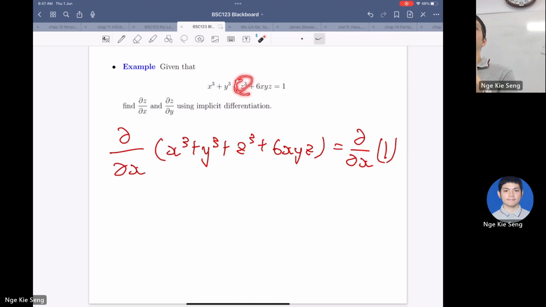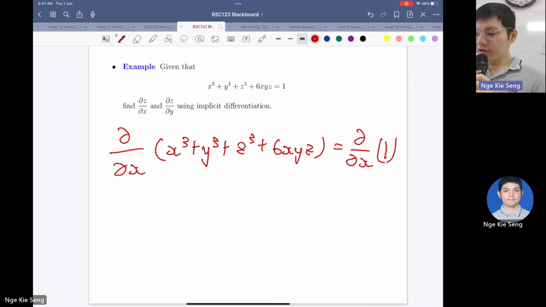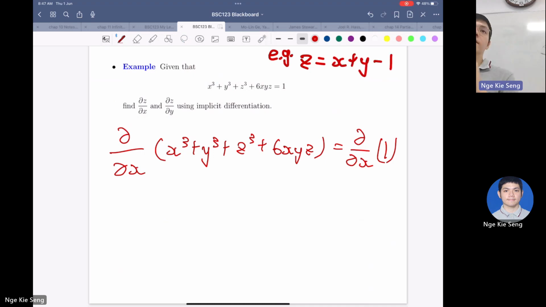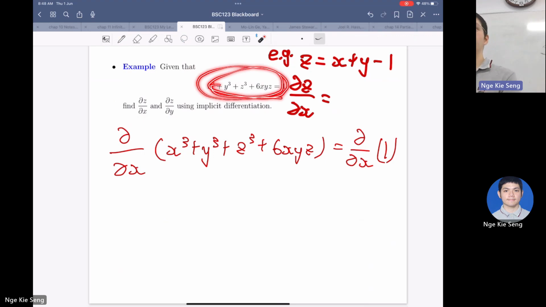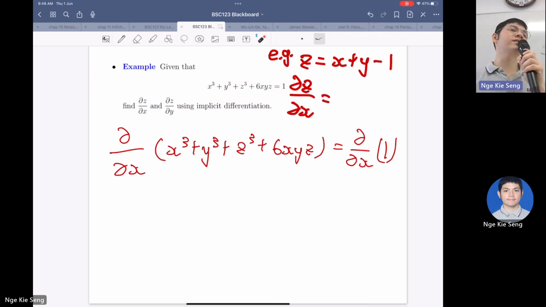Usually, if we can write z equals, for example, x plus y minus 1, and we want to find del z del x, we just simply differentiate the right-hand side. But in this case, we cannot express a single z in terms of the other variables. That's why we use implicit differentiation here.